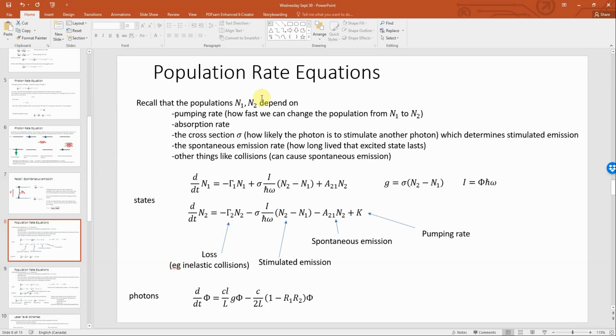So looking at these states, the rate of change of N1 is going to be: we lose these electrons or atoms out of this system just by this gamma 1. So these get excited to something that isn't involved with the laser. And then we have the stimulated emission, so we have the stimulated emission cross-section, and then we have the number of photons, so I over h bar omega. And then, of course, it's related to the difference of these two states.